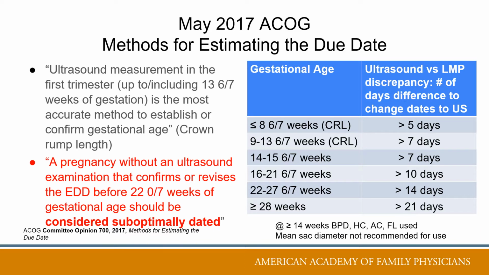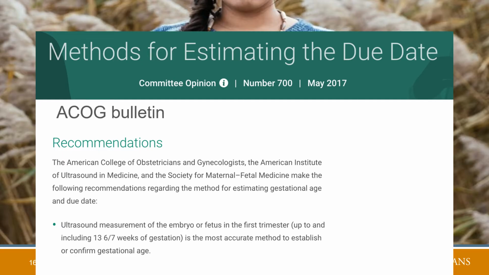The American College of OB/GYN uses the first trimester sonogram as the most accurate method for gestational age. If a woman has not had a gestational age measured by sonogram before 22 weeks, she is considered to have suboptimally dated her pregnancy. The chart on the right helps us think about the known accuracy of sonographic criteria for dating the ultrasound versus the last menstrual period, and whether or not we want to change a woman's due date based upon the ultrasound. The ACOG bulletin here specifically notes that the ultrasound measurement of the embryo or fetus in the first trimester up to and including 13 and 6 weeks gestation is the most accurate method to establish or confirm gestational age.